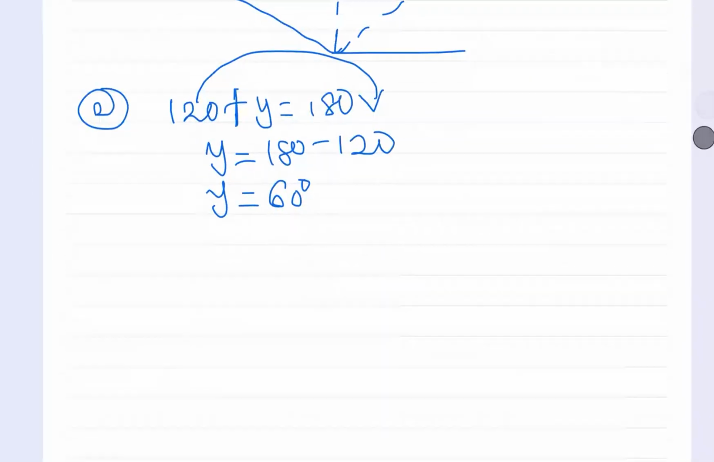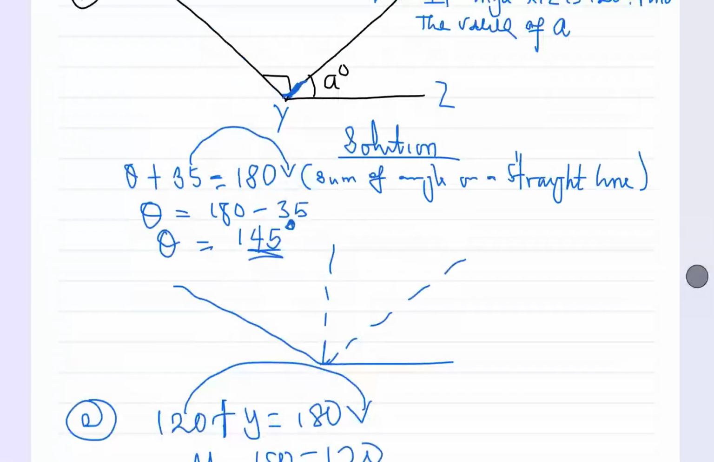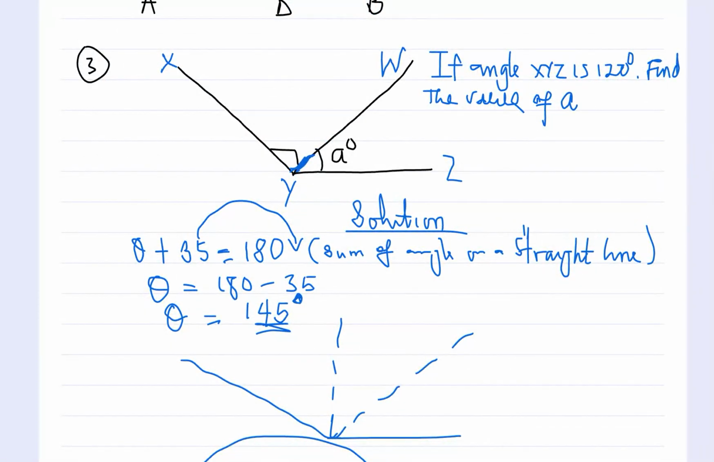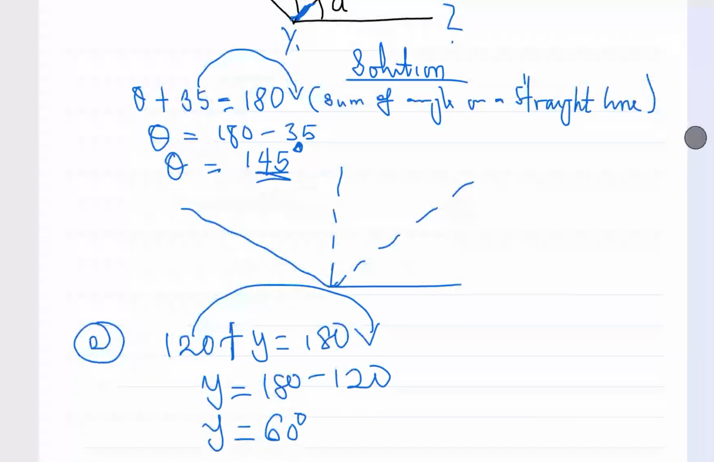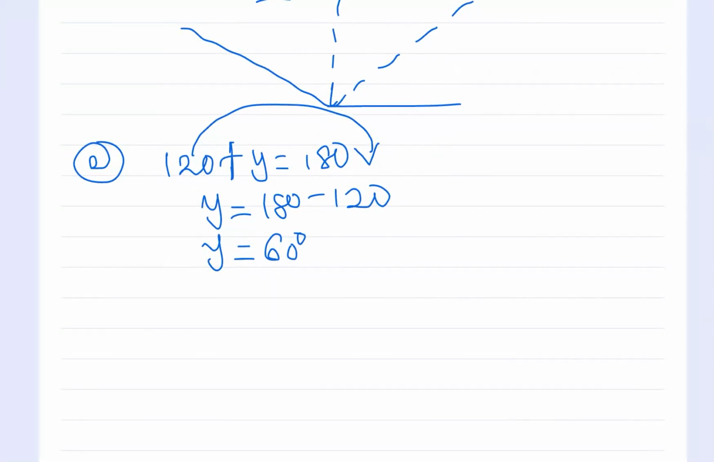All right, so now the last example. Now look at this particular example. It is a very straight one. It says if angle XYZ is 120, what will be the value of angle A? That means you have been given angle XYZ.